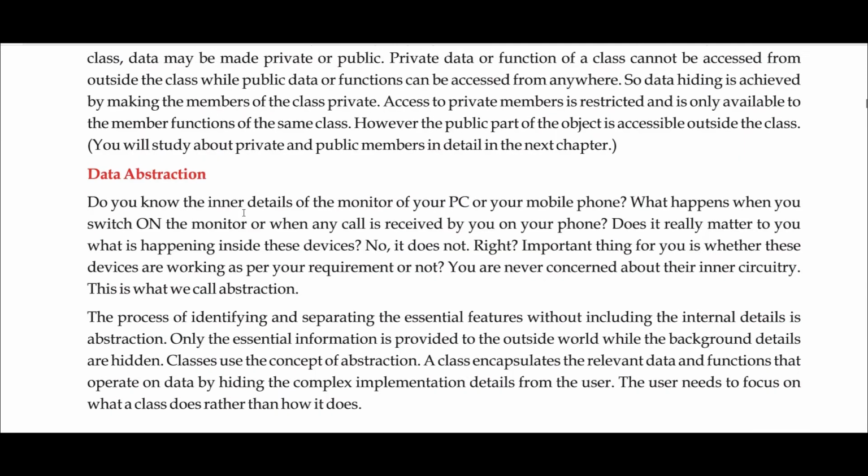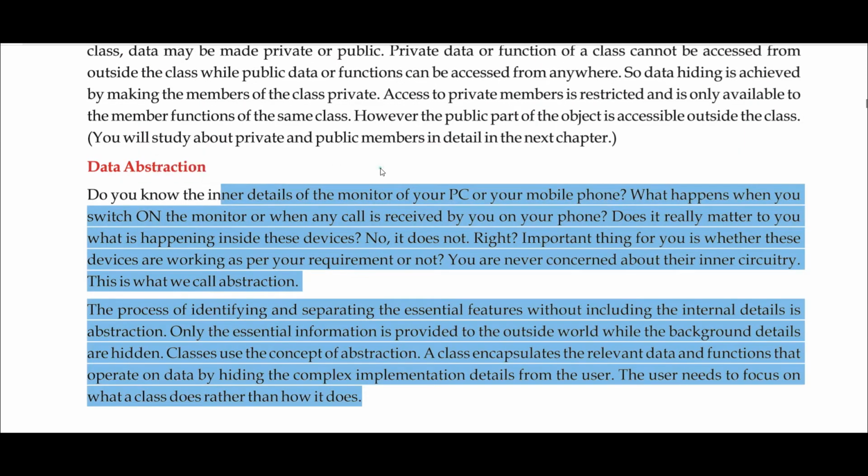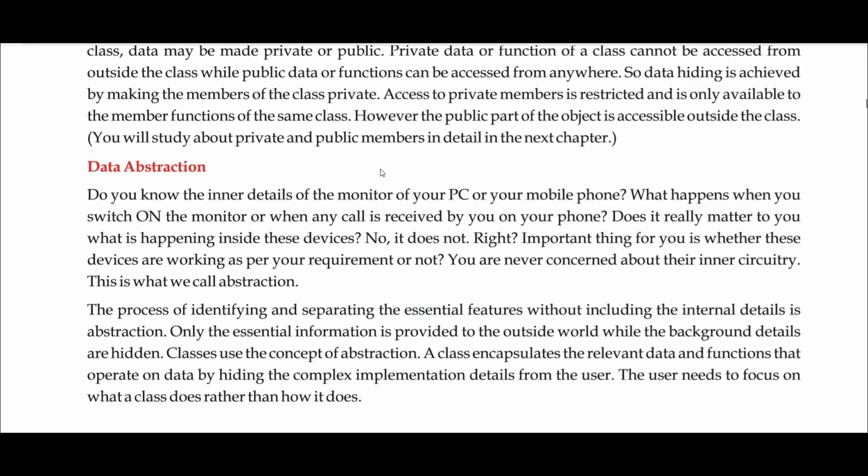Now coming over to the next topic, that is data abstraction. Now what is data abstraction? Data abstraction is displaying only the essential features without including the internal details. Meaning, suppose you have a car.